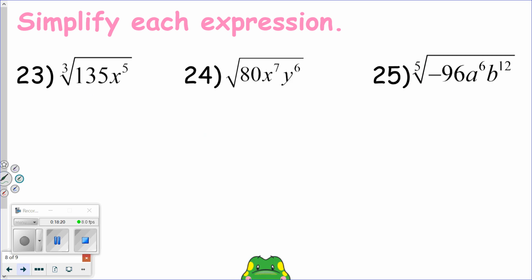All right, 23. Cubed root of 135. Is that pretty? Nope. All right, so we need to do our factor tree. What's that, 5 and 27. Thank you, my brain was not functioning. All right, so then this is 3 and 9, 3 and 3.